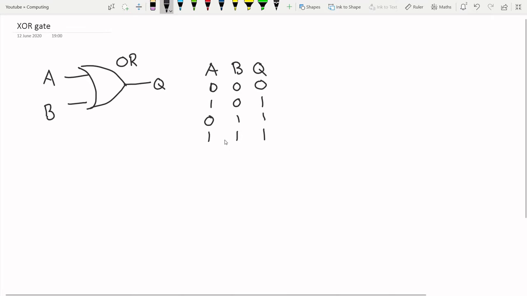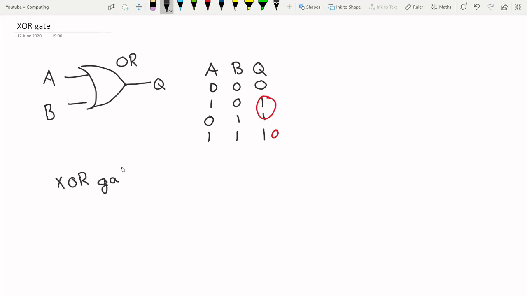So if we don't want to have A and B, we only want to have these ones true, and we'd like this one here to be false, that's what the XOR gate is. And this has a truth table like this. So when they're both false, false. A or B, true, but A and B is false. And we draw it out like this.